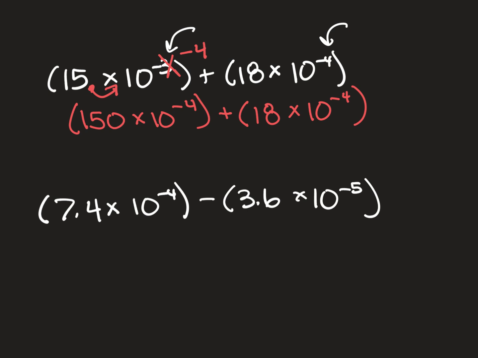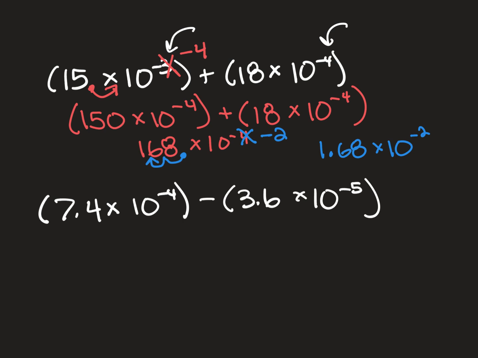Now that they match, I'm going to go ahead and put them together. I get 168 times 10 to the negative 4. Now, obviously, this is nowhere near the proper format because I want one digit in front of my decimal, and right now the decimal is way back here. So technically, I need this number to get smaller by 2 decimal places, which means this guy needs to get bigger by 2 decimal places. So my final answer is going to be 1.68 times 10 to the negative 2.